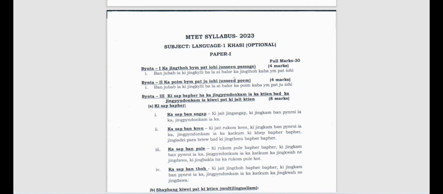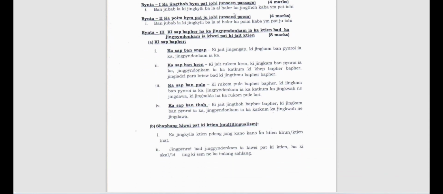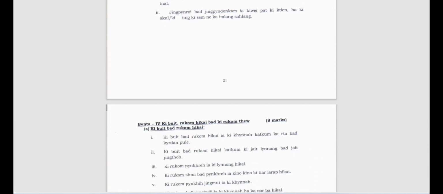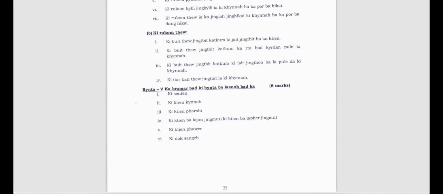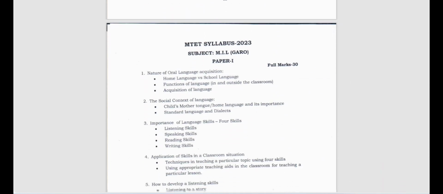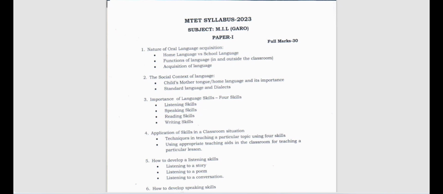So this is the Khasi syllabus. I'll just slide through slowly. So this is all paper 1 Khasi, and this will be for 30 marks. All right, 30 questions will be there for 20 marks. So this is for Garo. Since this Garo is written in English, let me explain it to you.